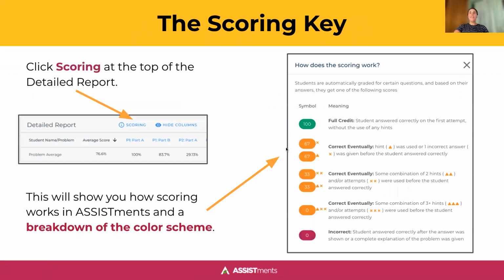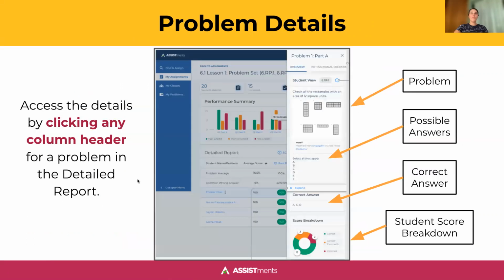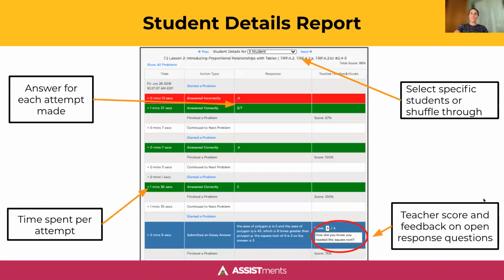The scoring key: it does take some time to get used to a new platform and the different way we're reporting scoring. The scoring key is available by clicking on the I with the word scoring next to it. The problem details are accessible in two ways, either by clicking on the blue problem ID here or right at the top of the details report. This is where you get to see relevant standards, the problem as viewable by students, answers, and correct answers. Of course, this is where your answer key is, and the student score breakdown.